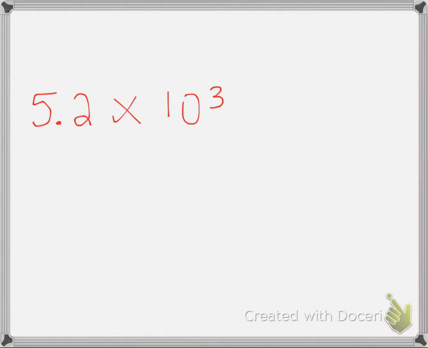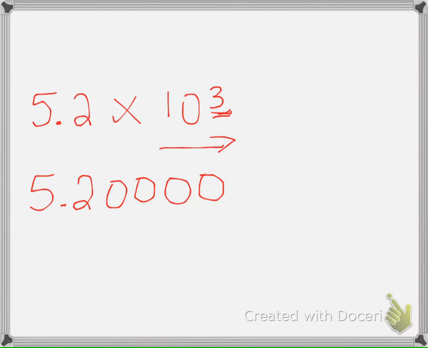Let me show you how to do that. Let's write it down here, but let's add some zeros behind it, because this exponent tells you how many places we're going to move that decimal. If it's a positive number, we're going to move it to the right. If it was a negative number, like we'll see in the next example, we'll move it to the left. But let's just concentrate on this example.